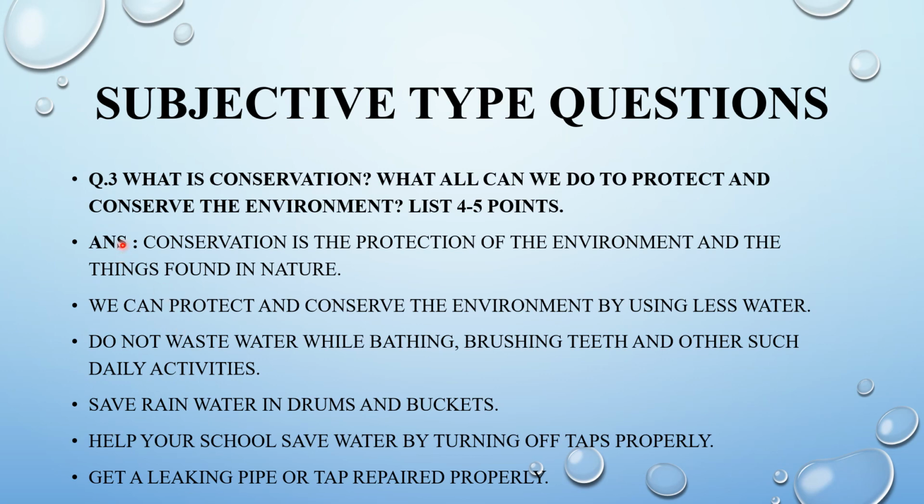Next question, what is conservation? What all can we do to protect and conserve the environment? List 4 to 5 points. Children, you all know conservation means protection of the environment and the things found in nature. So let's see the answer. Conservation is the protection of the environment and the things found in nature. So how can we protect our environment? Let's see. We can protect and conserve the environment by using less water.